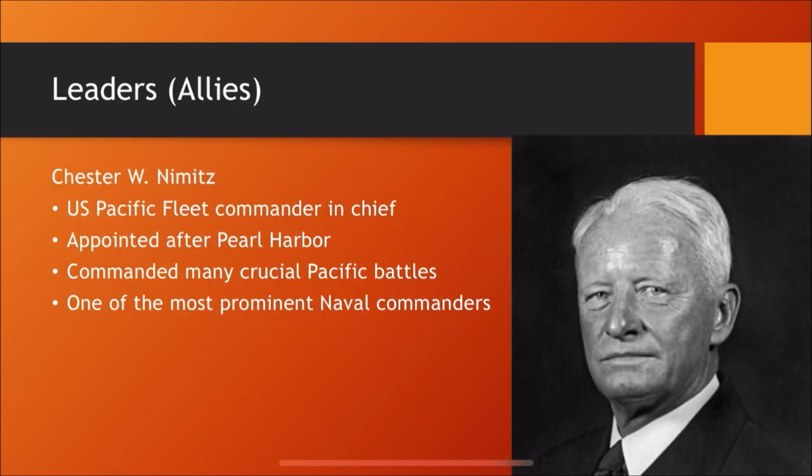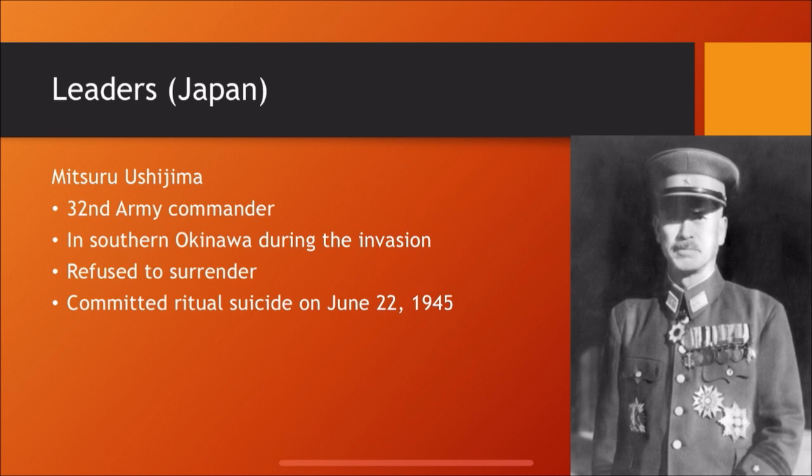Now we're going to discuss the leaders of the Japanese forces. So the first leader I'll be talking about from Japan is Mitsuru Ushijima. He was the commander of the 32nd Army, and he was stationed in southern Okinawa during the United States invasion.